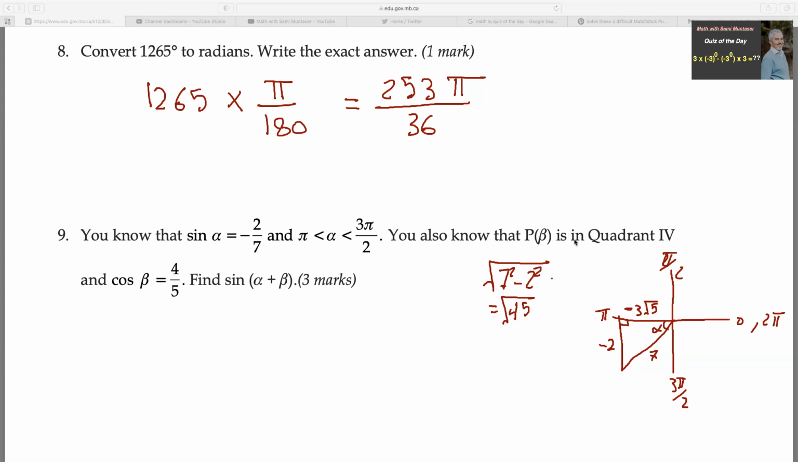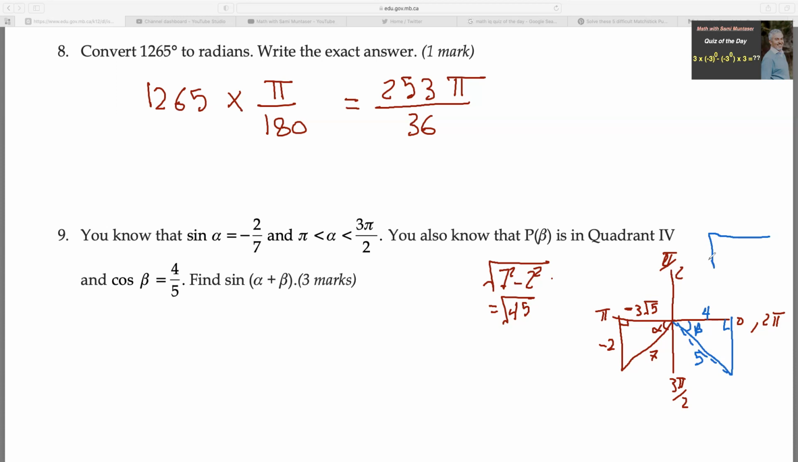Now, they say beta is in quadrant four. So you know what? I'm gonna draw beta on the same grid. It's in here. So I'm maybe just doing a solid line right there. This is the 90. I'm gonna make this beta right there. It's always between the terminal arm, we call this the terminal arm, and the x-axis. And the cosine is 4/5. The cosine is adjacent over hypotenuse. So 4/5 that way. Now let's find the other side.